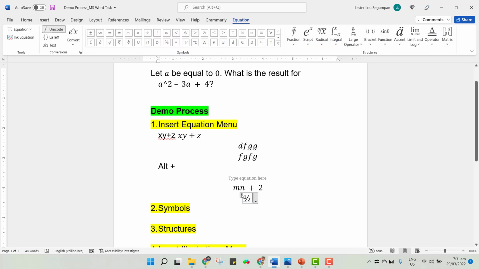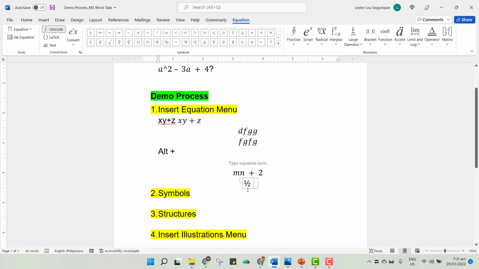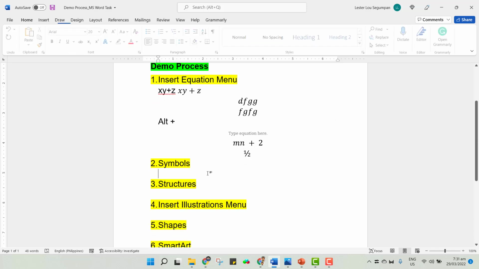But this equation, this one half, is not necessarily, what do you call it? This may still be confusing for some students. This form of one half. That is why we have here these structures. Okay, in number 3. I'm going to have a short demo on our structures later, but let's proceed to the symbols first.